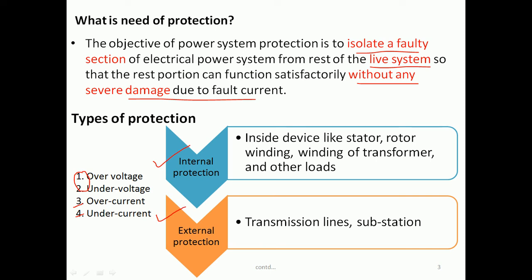Now what is internal protection? Internal protection is the protection of a device, like when we want to protect a stator, a rotor and their windings, or a transformer, its temperature, its windings, its oil concentration, the loads connected and so on. In external protection we basically focus on the transmission line, substation, distribution section, etc.